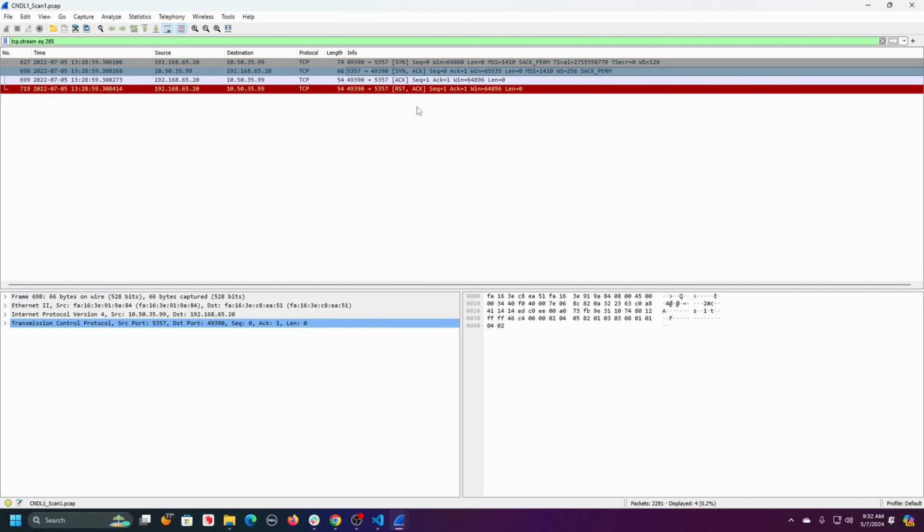But to answer this question, what is the state of port 5357 based on the scan? In this case, it would be open because the server responded with that SYN ACK.